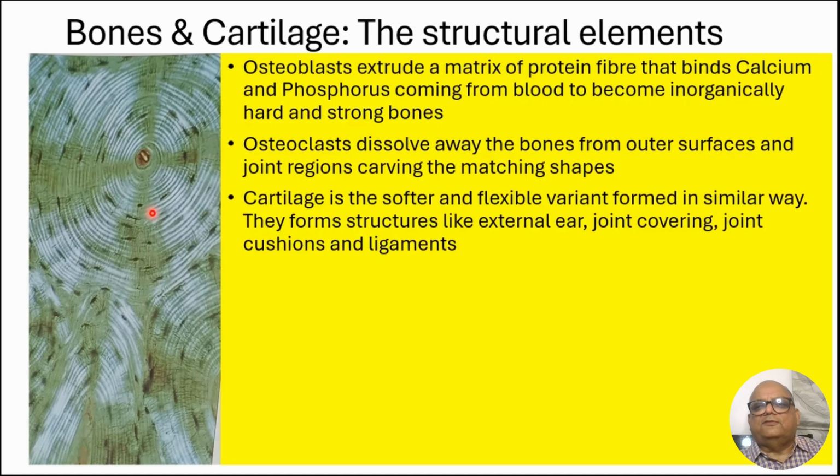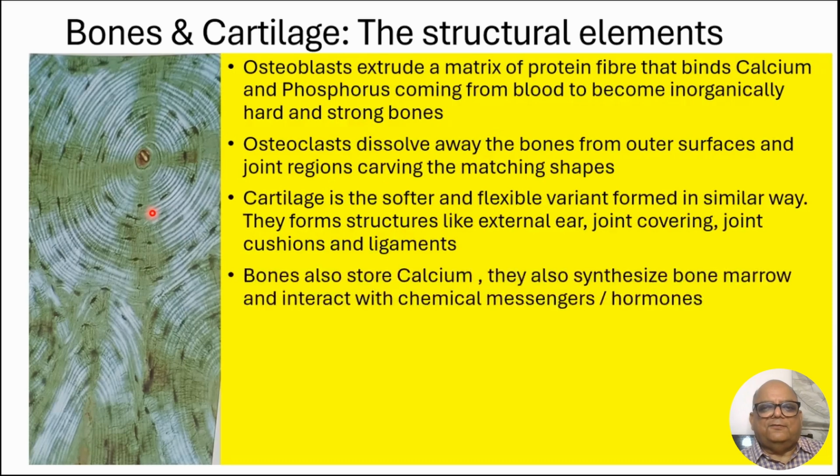Cartilage is the softer version and it is a more flexible variant, formed in a similar way, and they form structures like external ears, joints covering the joint capsule, that is the soft bag in which the joints are, okay, and joint cushions and ligaments and whatnot. And bones are also storing calcium, phosphorus. They also synthesize bone marrow and interact with chemical messengers and hormones.